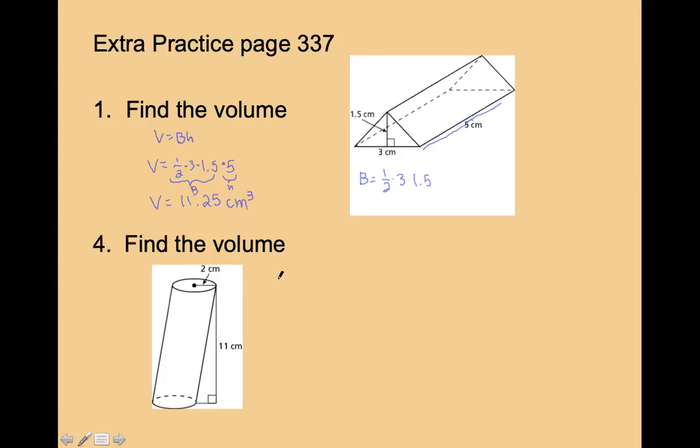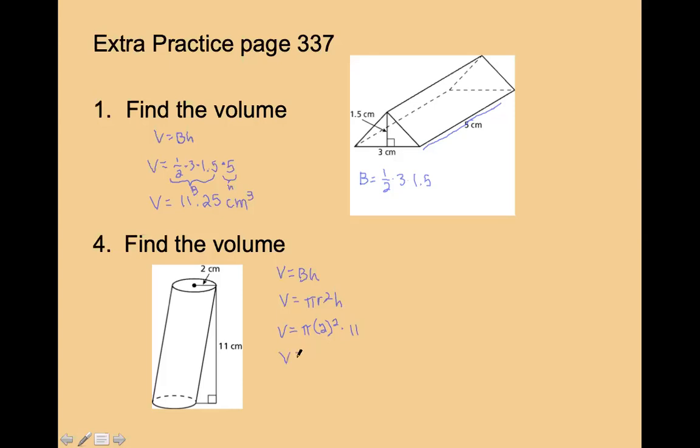All right, on number 4, we're jumping to number 4 on extra practice, page 337. This time we have a cylinder. So again, the volume of a cylinder is still area of the base times the height. But in this case, we know our base is a circle. So the area of a circle is pi r squared. So we're going to do pi r squared times h. All right, I'm going to fill in the numbers. We're going to have pi times, the r represents our radius. Our radius in this case is 2 squared times the height, and the height of the cylinder is 11 centimeters.